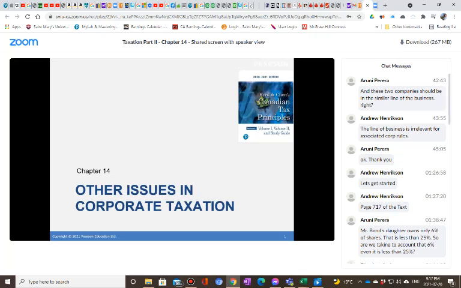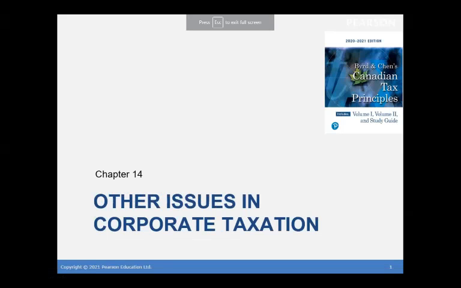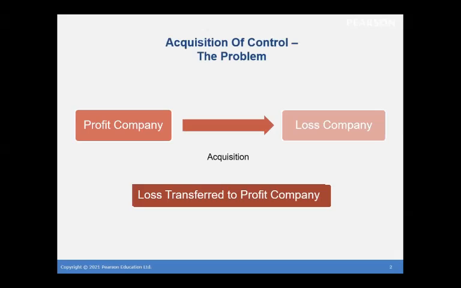All right, so let's get going talking about chapter 14. This is a bit of a miscellaneous chapter. We're going to pick up some different issues here, but it's focused on corporate taxation. So the first item we have up here is this concept of acquisition of control. A lot of what we're going to talk about gets into this concept of control. A lot of decisions that we're going to make in tax are going to relate to who controls an entity.